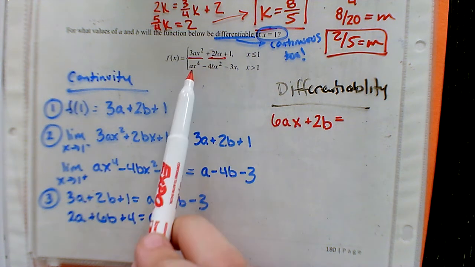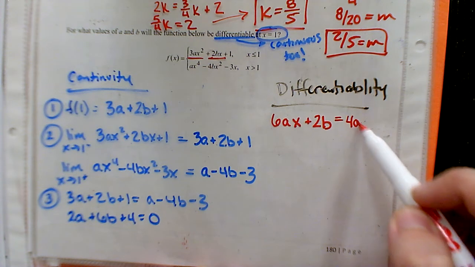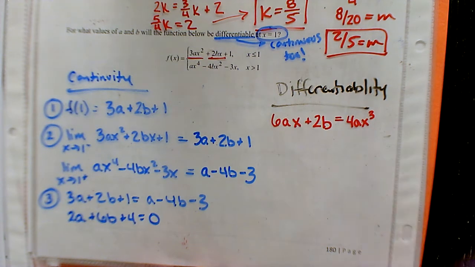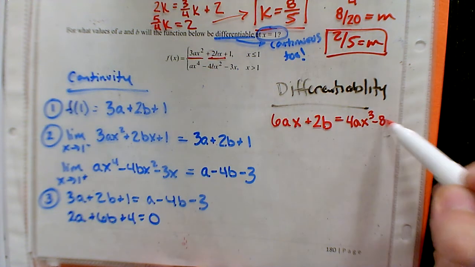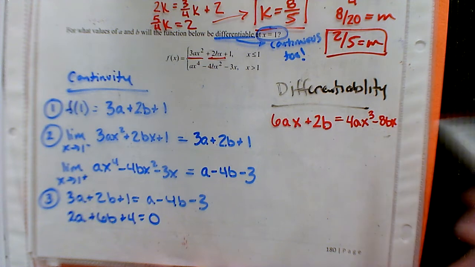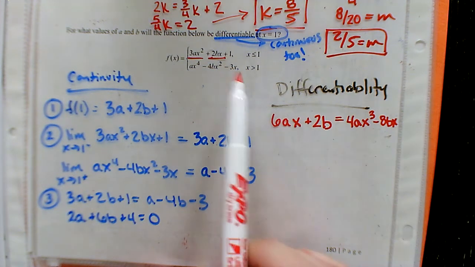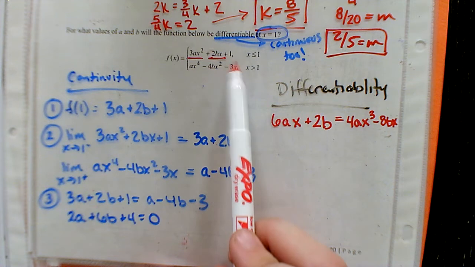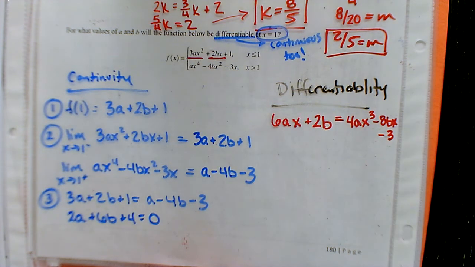Let's try the derivative of the right-hand side. If we brought down 4, we'd have 4a. New power is 3. The next term, if we brought down the 2, we'd have 8b. New power is 1. I'm running out of room. And for the last term, if we brought down the power of 1, we'd have minus 3, and the x goes away.